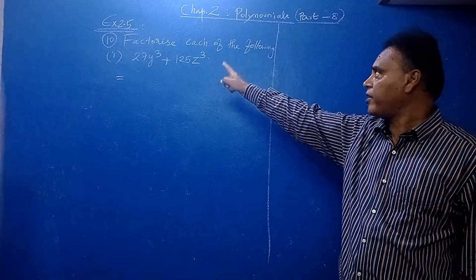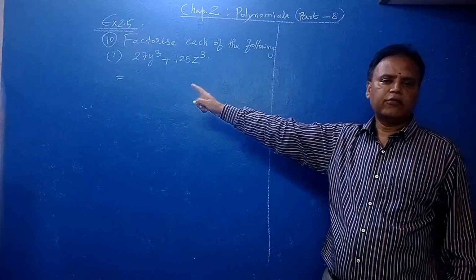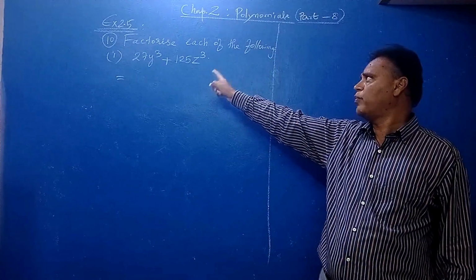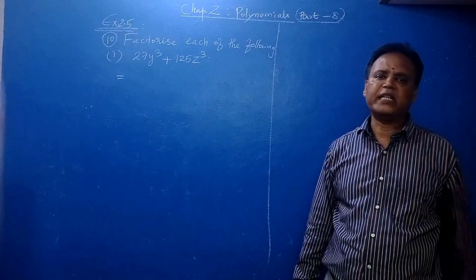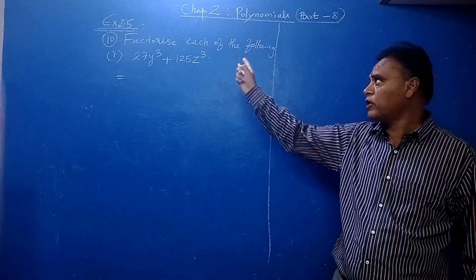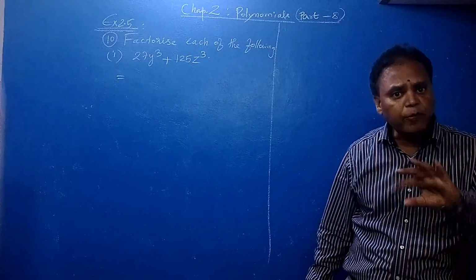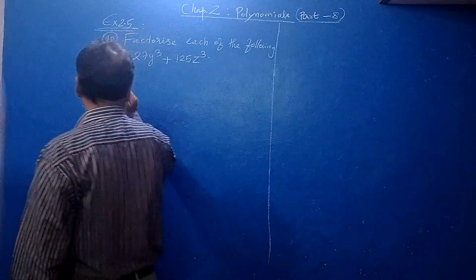10th problem is factorize each of the following. First one, 27y cube plus 125z cube. So you have to find out which form it is. It is clearly a cube plus b cube form. So for a cube plus b cube, that formula you have to remember.